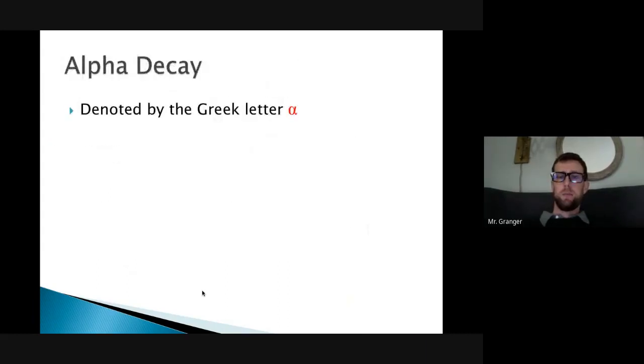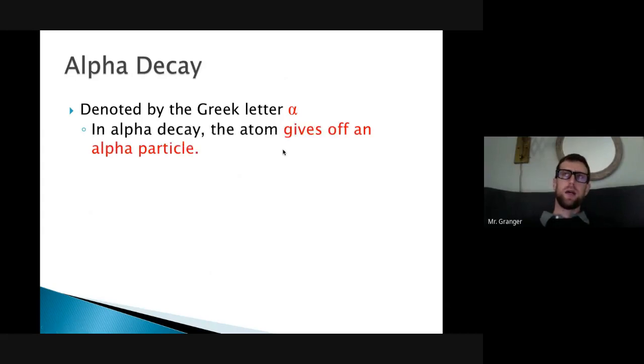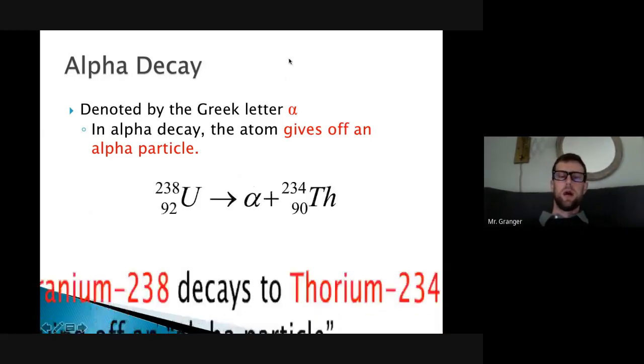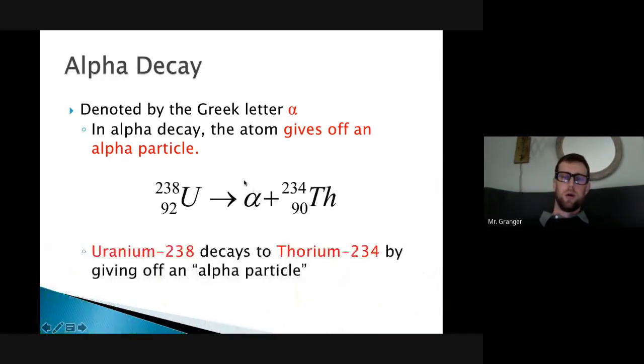There's alpha decay, which is represented by this Greek letter alpha. In alpha decay, what's given off or broken off of that unstable nucleus is an alpha particle that's made up of four particles, two protons and two neutrons. So an alpha particle has a mass of 4. You can see the difference here from 238 down to 234.